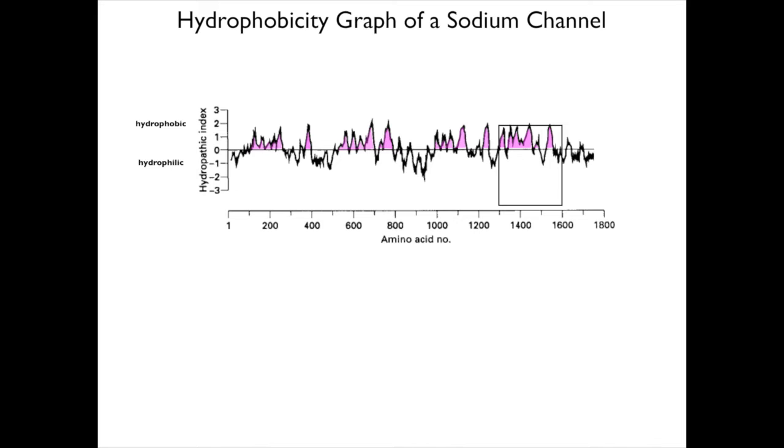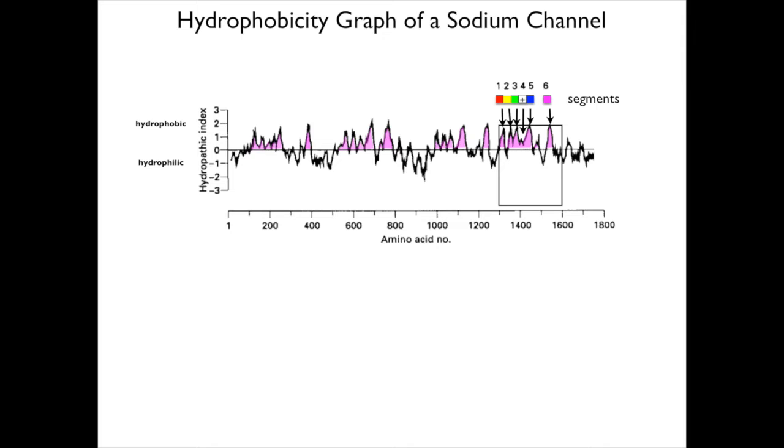Let's look at the peaks from amino acid 1300 to 1600. With a little imagination, you can see 6 peaks. And thus, the peaks comprise 6 transmembrane segments. Each segment is numbered from 1 to 6 and is shown above by the colored block.